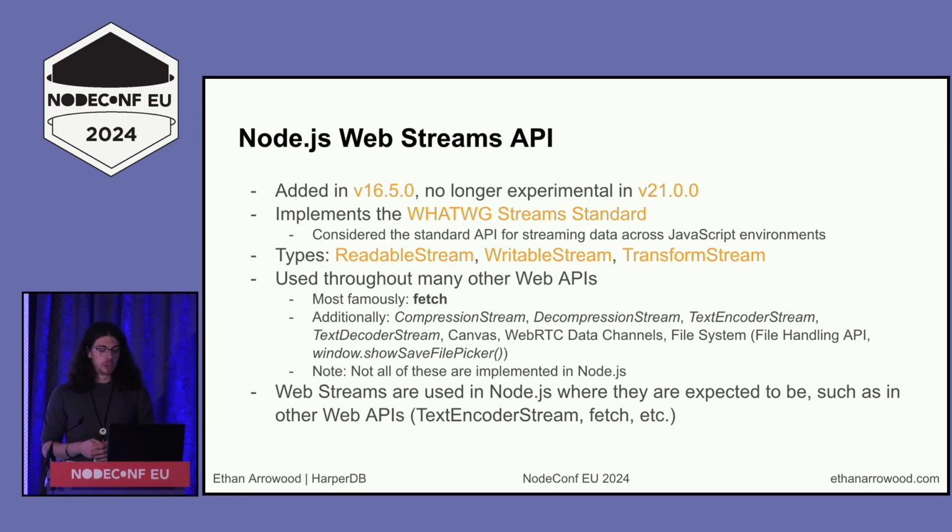There's been talk about what it really means for something to be a standard, but the idea is at least that web streams are what's used in the browser. It's what backs fetch, and it's implemented across many different JavaScript runtimes, if not Node streams. Those classes are ReadableStream, WritableStream, TransformStream. And lastly, web streams are used in Node where they are expected to be, but not really anywhere else. Meaning, like in TextEncoderStream, which is a web API that's implemented in Node, web streams are used. Fetch, a web API, web streams are used.